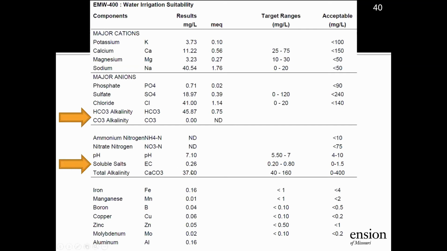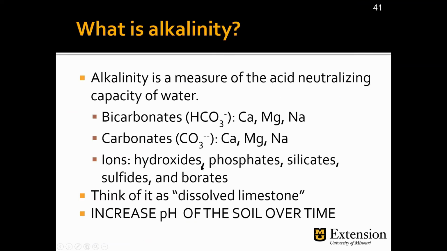You want to have it within this range in terms of alkalinity. And then the other thing you want to look at is soluble salts. You want something that's below 1. Some crops are really sensitive to high salinity, so some crops might want something lower than that. All right, so I've talked about alkalinity. So what is alkalinity? I like to refer to water with high alkalinity as hard water, or think about it like water that has kind of dissolved limestone in it. So what contributes to high alkalinity?